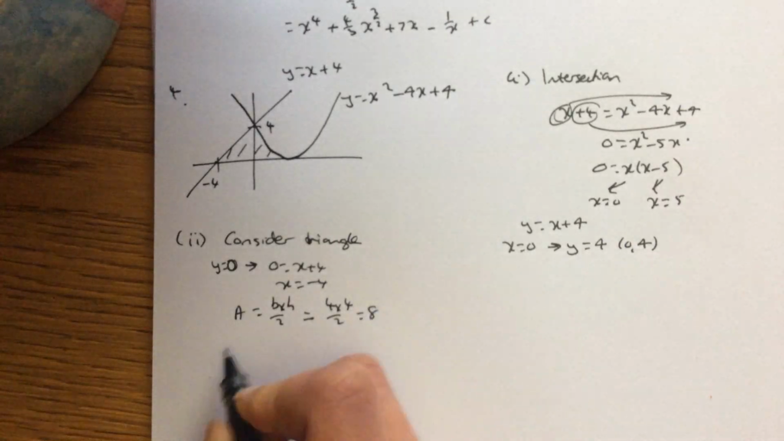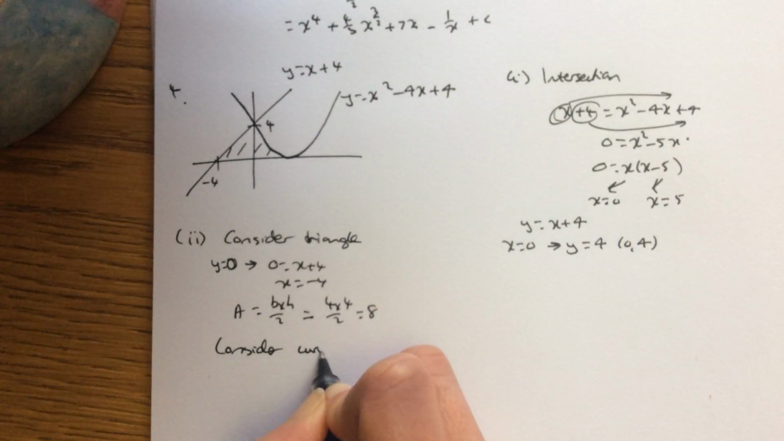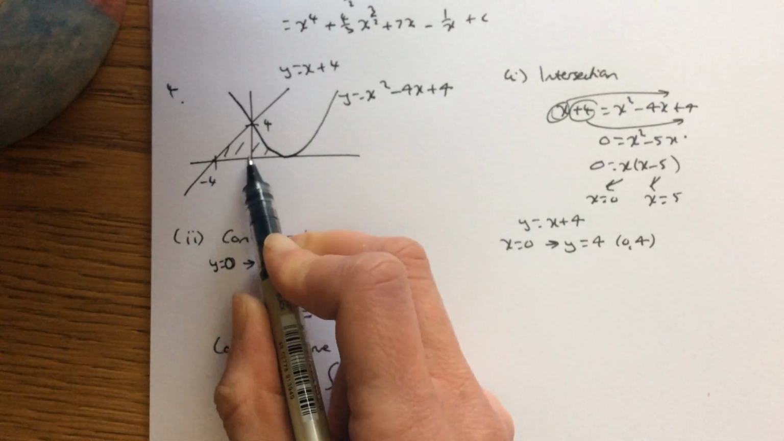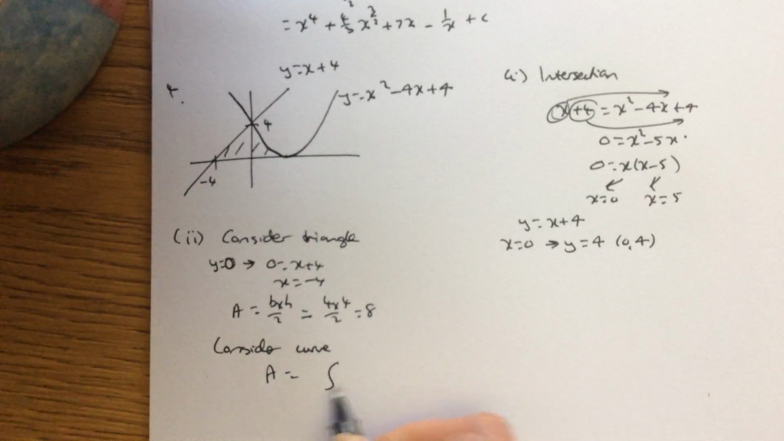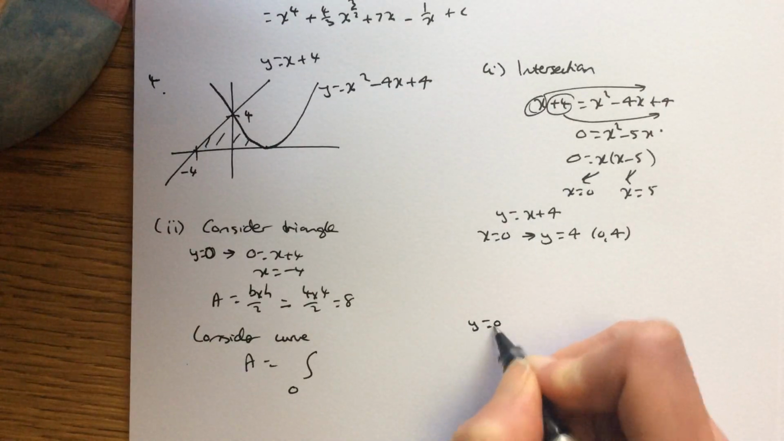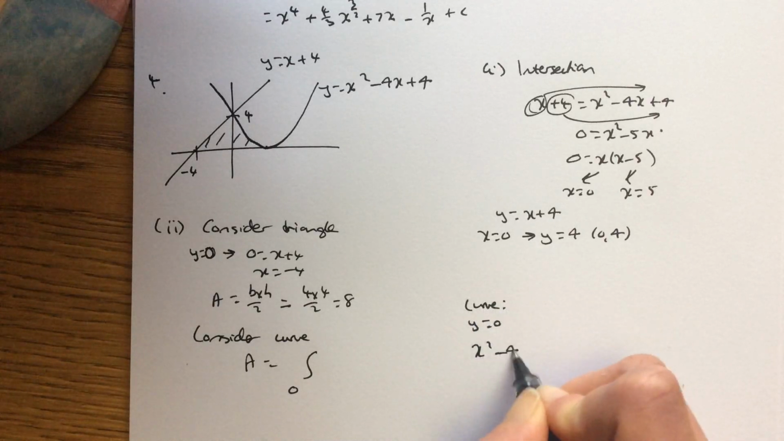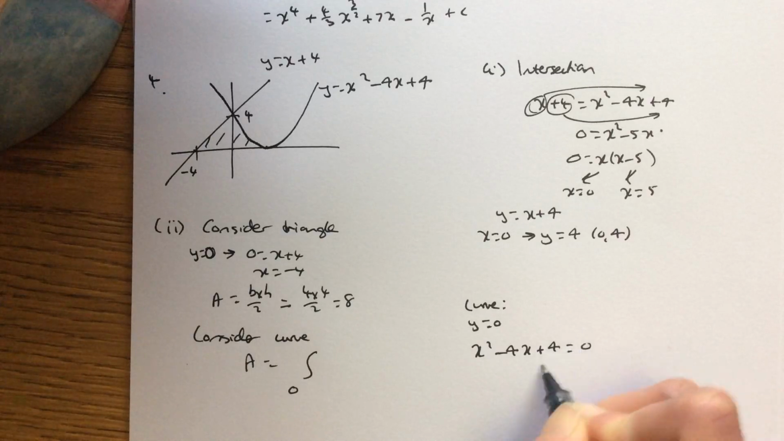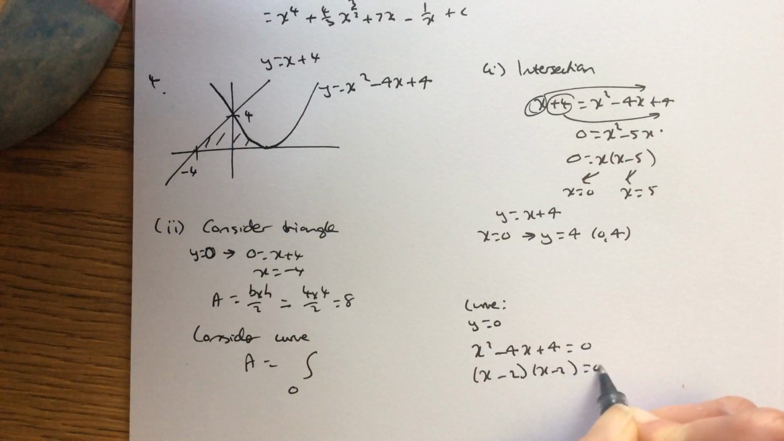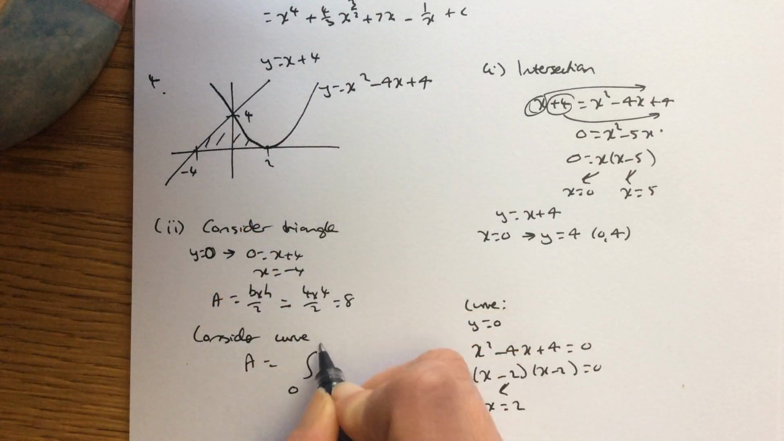So it's 8. Now I'm going to consider the curve. So consider curve. And I want the area between naught. I've got to find where it hits the curve at. So let's go over to the side. So I am putting y equals 0. So this is the curve. So x squared minus 4x add 4 equals 0. What multiplies to give 4 and adds to give minus 4, but it's minus 2 and minus 2. So x equals 2. So I'm integrating between 0 and 2.